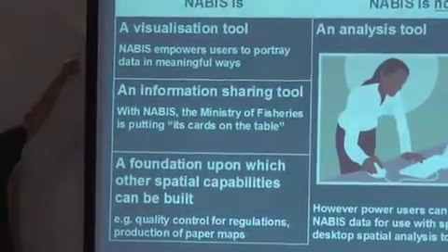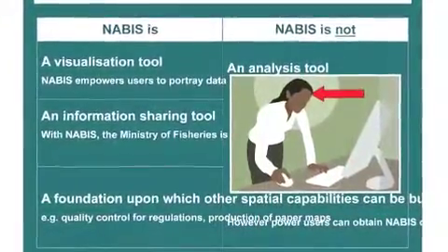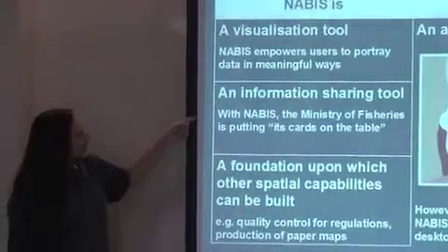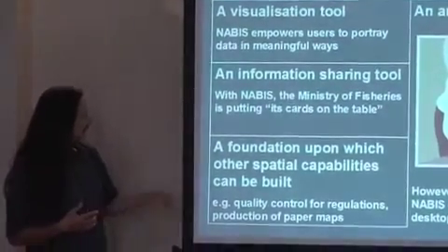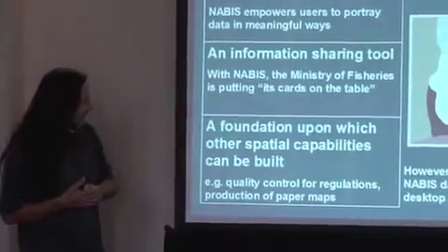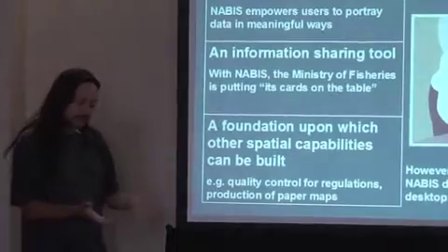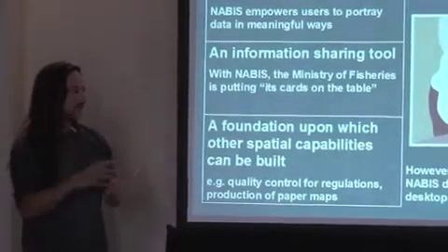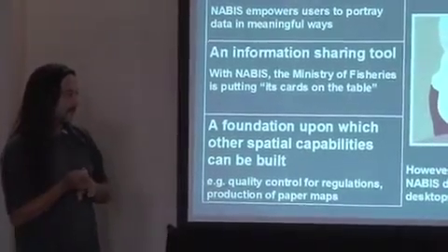Just to wrap up, NABIS is a visualization tool. NABIS empowers users to portray data in meaningful ways. It's an information sharing tool. It allows the ministry to put its cards on the table. And it's a foundation upon which other spatial capabilities can be built. We use NABIS as the ministry's central library of geospatial information. It's all centralised. If you want to know anything geospatial in the ministry, there's only 2 people who sit next to each other that you go to.